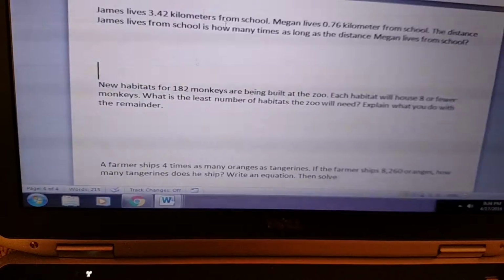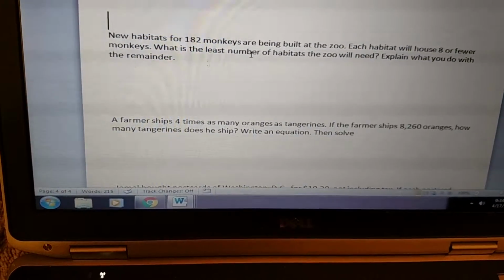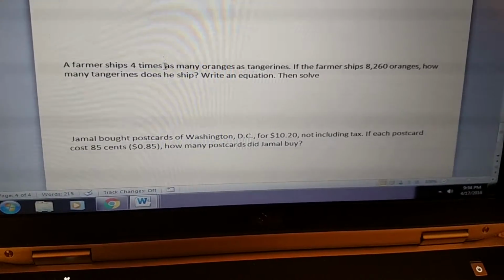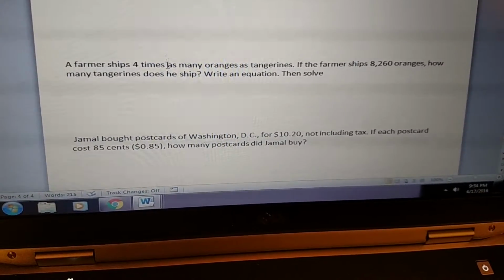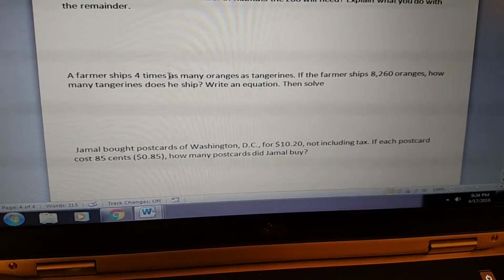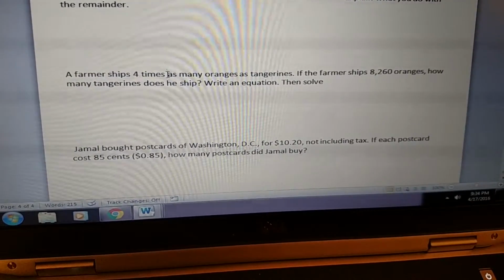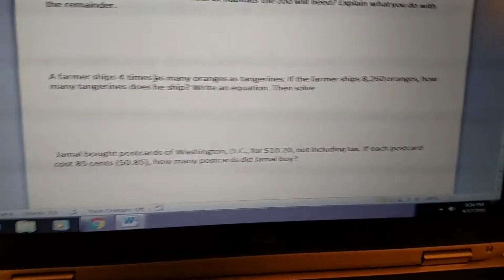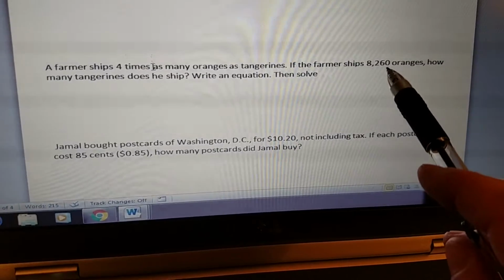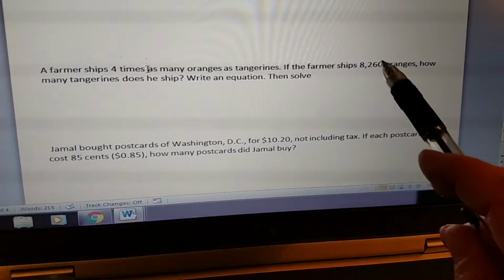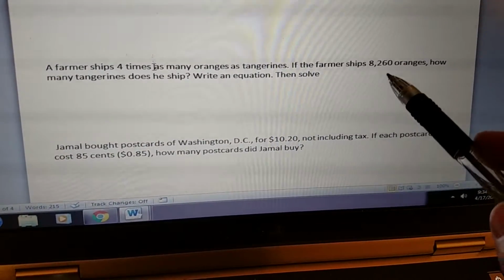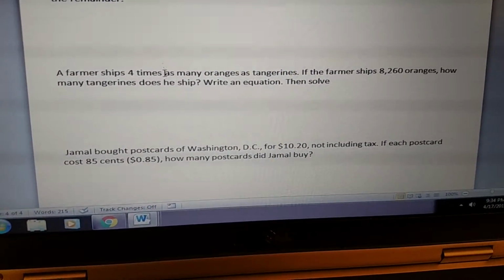All right, next problem. A farmer ships 4 times as many oranges as tangerines. If the farmer ships 8,260 oranges, how many tangerines does he ship? Write an equation, then solve. So 4 times as many oranges as tangerines. So that's how many oranges he ships, and that's 4 times as much as the tangerines. So the tangerines are only 1/4 of that. So if we took this number divided by 4, we'd figure out the tangerines.